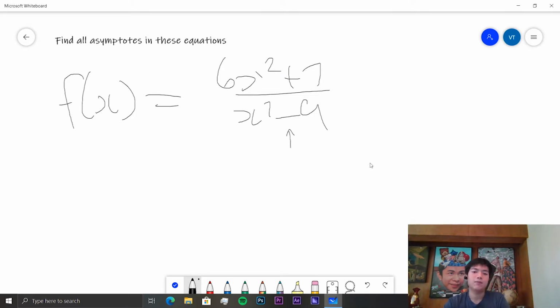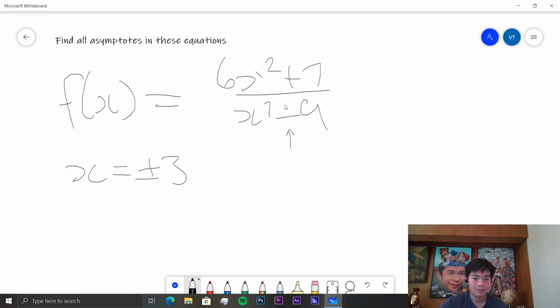So for the vertical asymptotes, which is as x tends to this number, y tends to infinity or negative infinity, we simply have the factors of x squared minus 9. So we have x equals plus or minus 3 as vertical asymptotes.